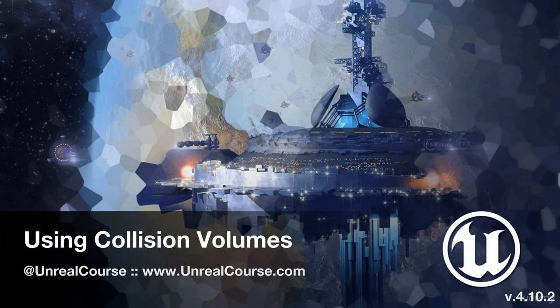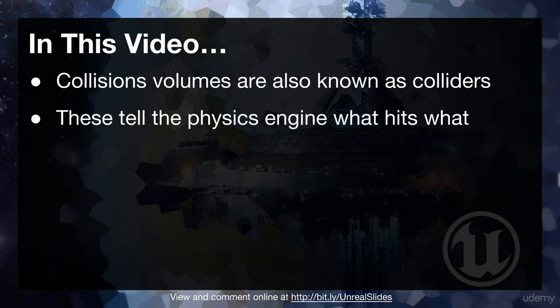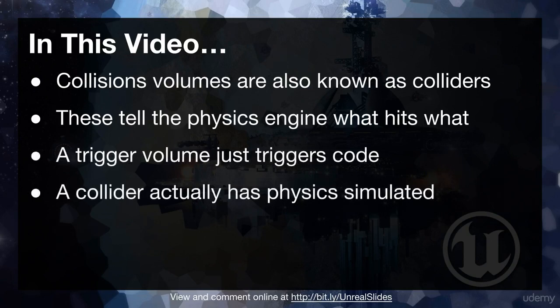So welcome to Using Collision Volumes. In this video, I'm going to explain that collision volumes are also known as colliders. You may hear me use both terms. These tell the physics engine what hits what, what collides with what. A trigger volume, in contrast, just triggers code. And a collider actually has physics simulated on it, so it's a bit more computationally heavy.